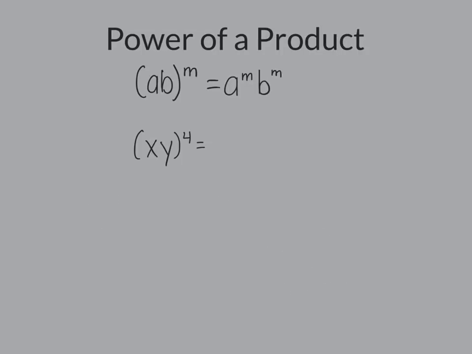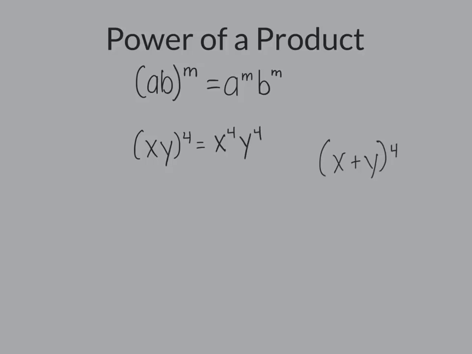The final rule that we are going to look at today is the power of a product rule. How this rule works is if you have two variables or numbers that you're multiplying together, and you raise both of them to an exponent, what you can do is individually write each one of these to that exponent. So here's an example of that. X times y all to the power of 4. I could rewrite this as x to the power of 4 times y to the power of 4.